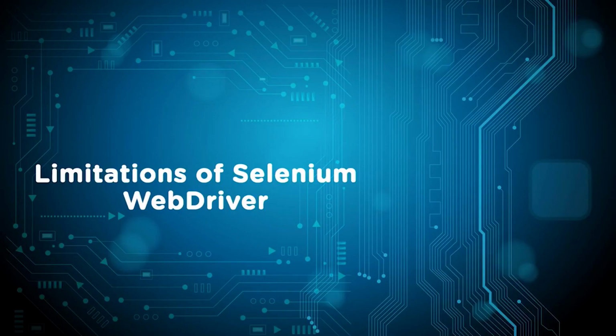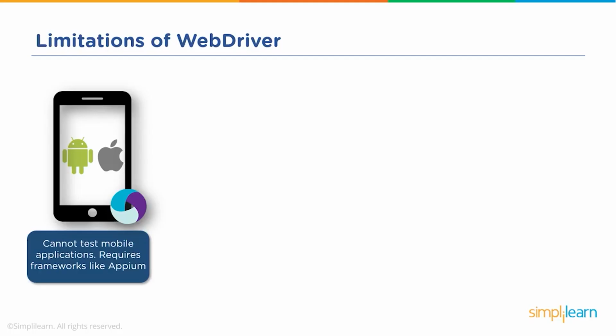Well, now as every tool has its own advantages and limitations, let's look at what Selenium WebDriver limitations are. It cannot test mobile applications and requires a framework like Appium. Selenium is for automating web applications. It cannot handle mobile, right? Mobile applications are different and they have their own set of automation tools.